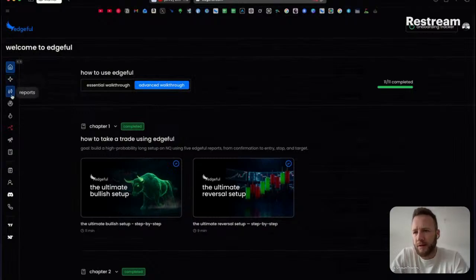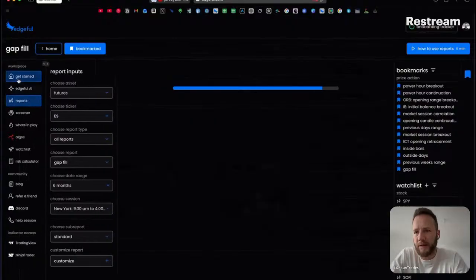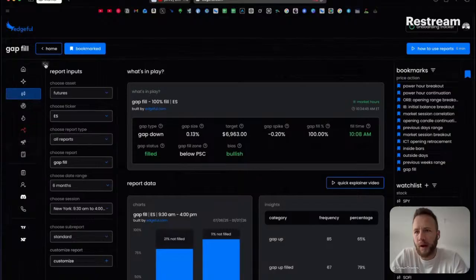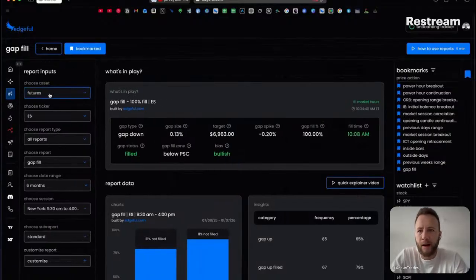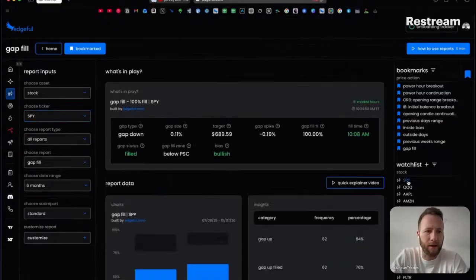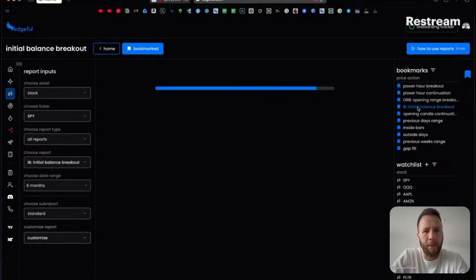Right, okay, let's go to the reports down here on the left. You can toggle these two arrows out, and it gives you the details of what's on the sidebar. So reports, we'll close that for now. You can choose the asset, go to stock and then SPY. Alternatively, you can click on the watch list here, go to SPY and it brings it straight up. Then we're going to go to our bookmarks over here and tap on the initial balance breakout report.